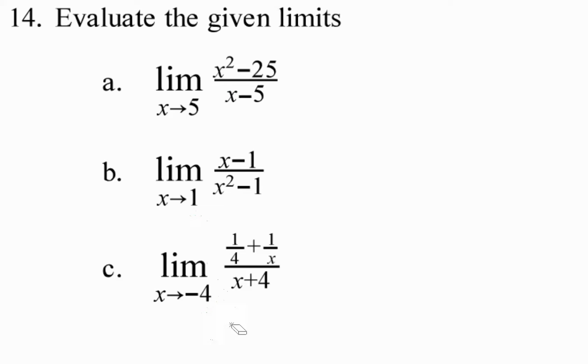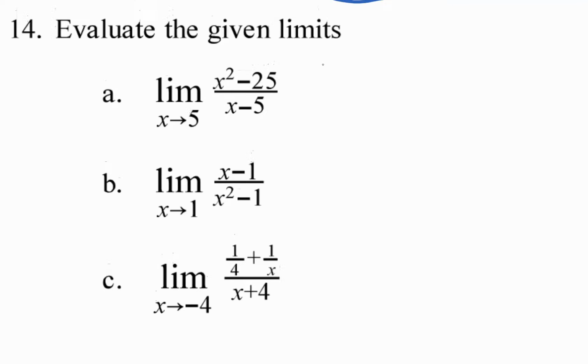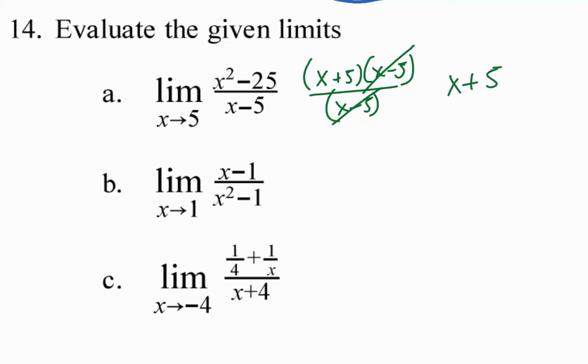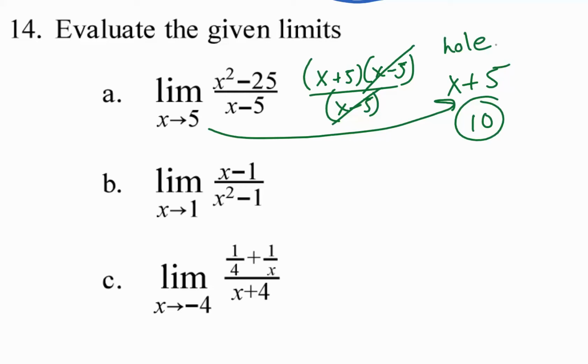So I can't just put 5 in. But that doesn't mean the limit does not exist. I need to check to see if it's factorable. Can I factor the top and the bottom? And maybe there's a hole there. So the top does factor into (x plus 5)(x minus 5) over x minus 5. And when those go away, I'm left with my simplified x plus 5, now I can put the 5 in there, and my limit is 10. So that means I had a hole at 5, not an asymptote.